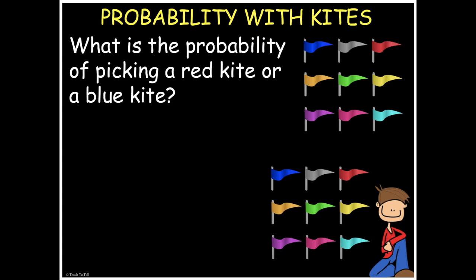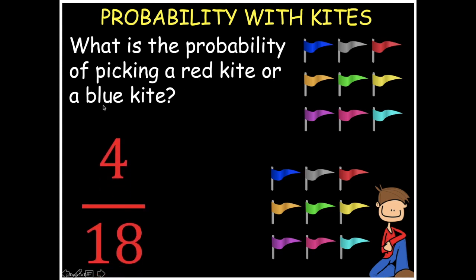What is the probability of picking a red kite or a blue kite? The first thing I need to do is count up my total possible outcomes. I have 3, 6, 9, 12, 15, 18. So out of the 18, I'm going to count up, and I found 1, 2, 3, and 4, counting up all the red and the blue kites. So 4 out of 18, simplified, can make it 2 out of 9.